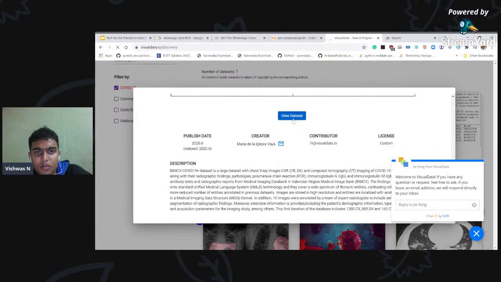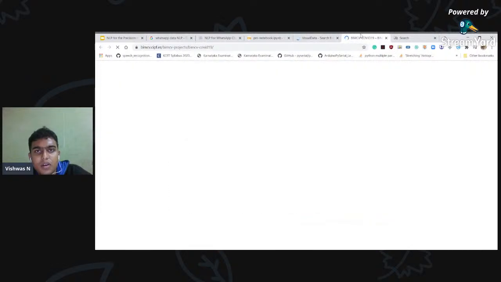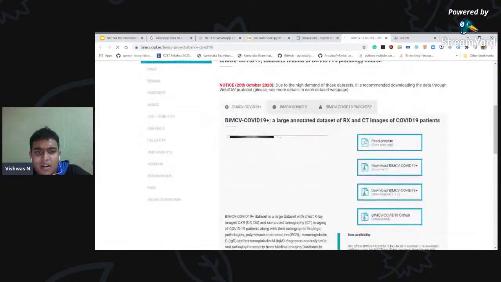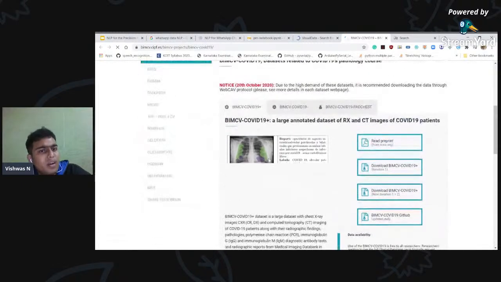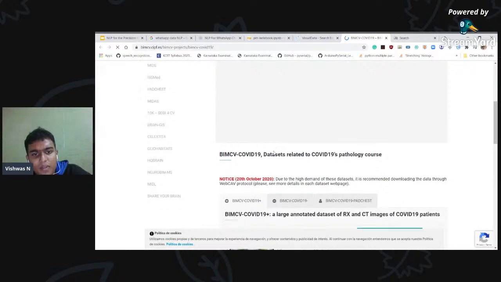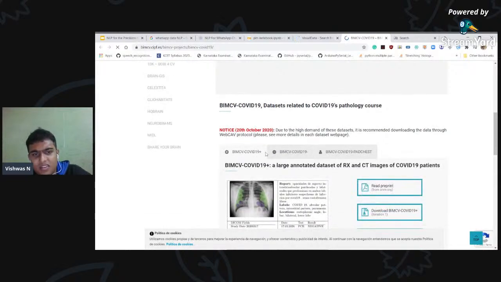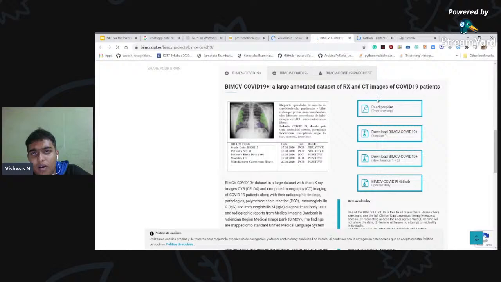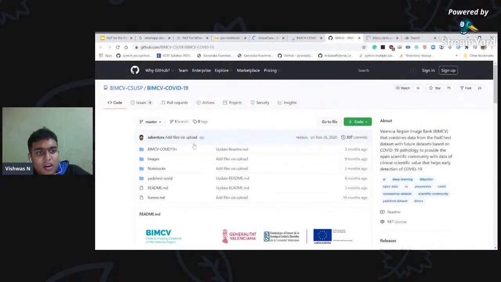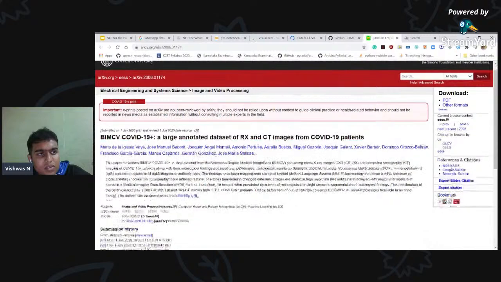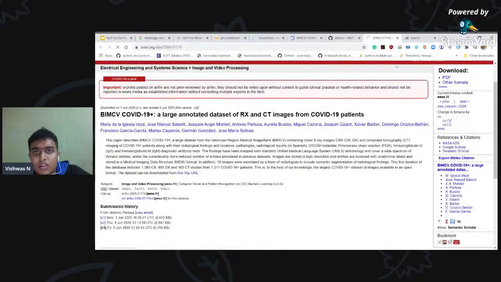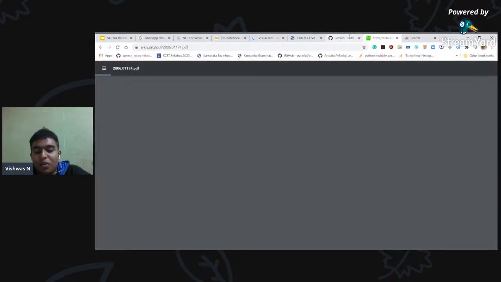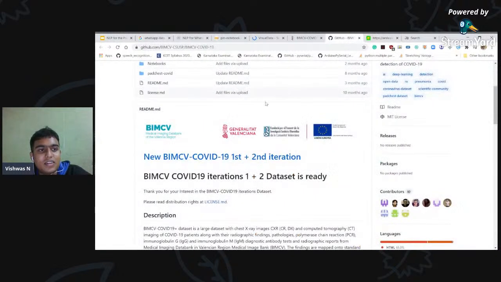Let's view the data set and see what it's all about. I just went random, I didn't know what to do here, and I started working on it. Now we have taken the COVID-19 data set, BIMCV. There are GitHub repositories available, and a lot of papers written on this are also available on arXiv. You can just go for the PDF of it and start working on it.